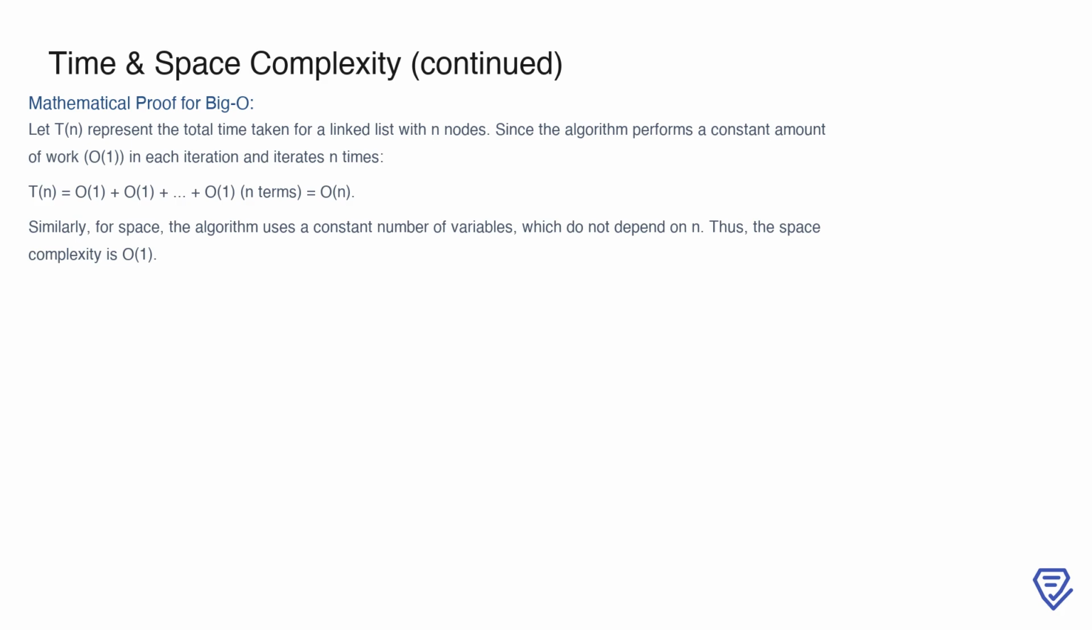The algorithm only uses a constant number of variables, previous, cur, and next_temp, regardless of the size of the input. This fixed memory usage means the space complexity is O(1). Combined, these proofs confirm that the iterative approach is both time-efficient and space-efficient.